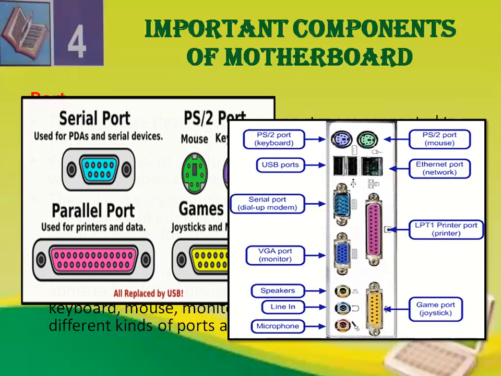We have different types of ports. If you want to attach a mouse to the computer system, you can attach it with the help of the PS2 mouse port and the keyboard port. Nowadays we have the USB port. If you want to attach a USB mouse, you can attach it with the help of the USB port. Then we have serial ports, which are used for PDAs and serial devices, and can also be used for a serial dial-up modem.